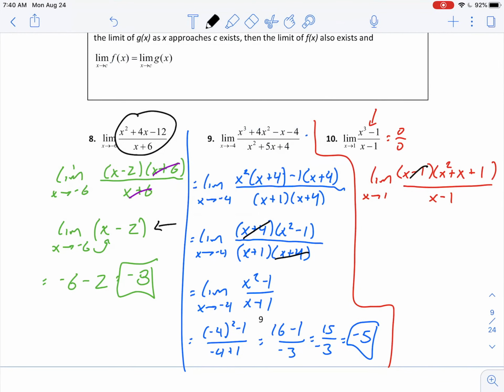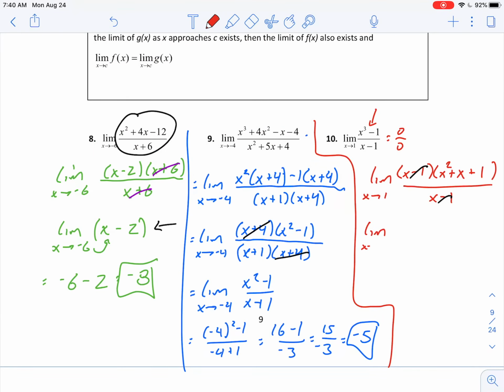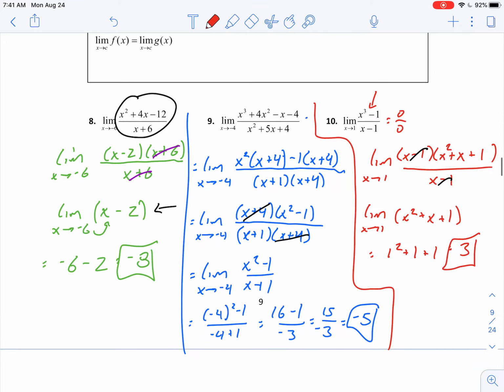And yay, my x minus 1's cancel. So now I can evaluate the limit as x approaches 1 of just x squared plus x plus 1, which is 1 squared plus 1 plus 1, 3. So, if you do direct substitution and your numerator and denominator are both 0, you have to try something else. That something else is, our first trick is just factoring and canceling if it's a rational expression.